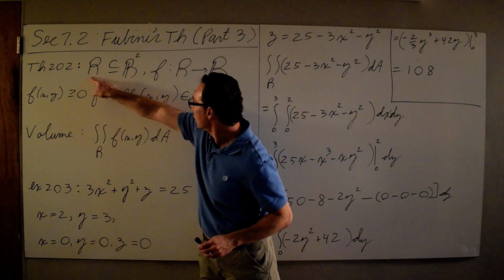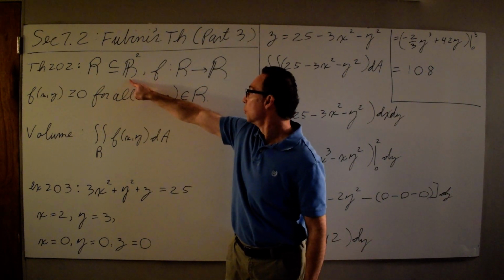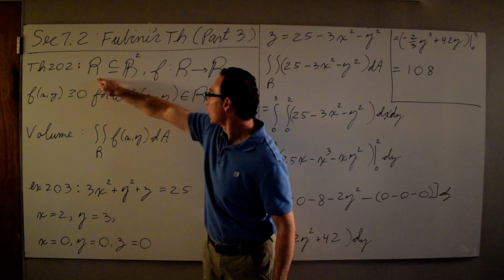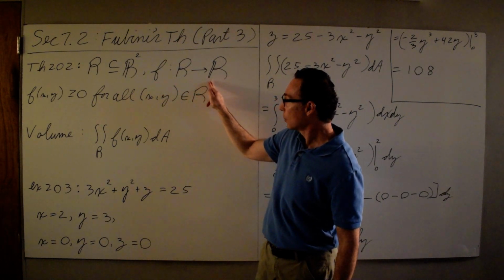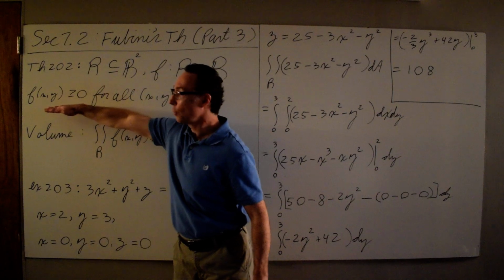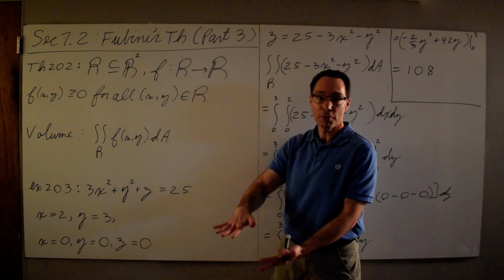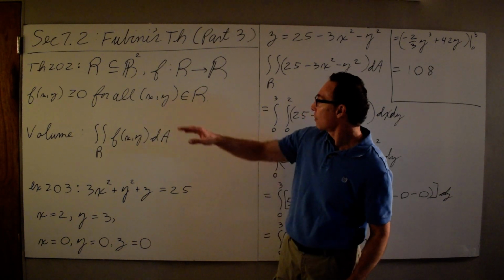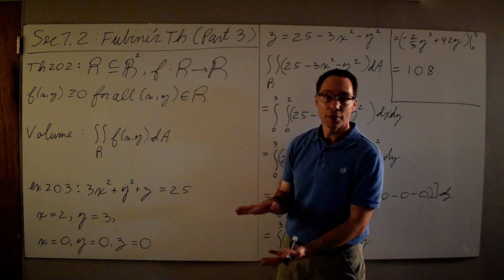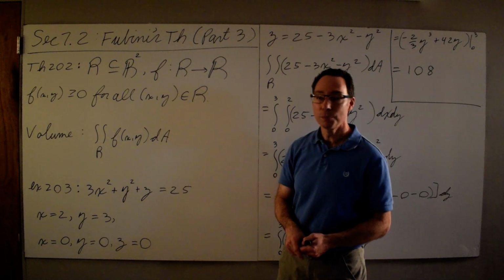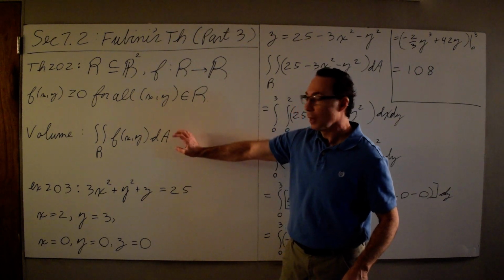So if we have this region, a subset of R2, a closed bounded region in R2, and f is a function from that closed bounded region into the reals, and the function value is greater than or equal to 0 for all x and y in R, then we have this graph above the xy plane. And so we have this three-dimensional object, and it has a volume. And so we integrate our function over that closed bounded region, and that is the volume.